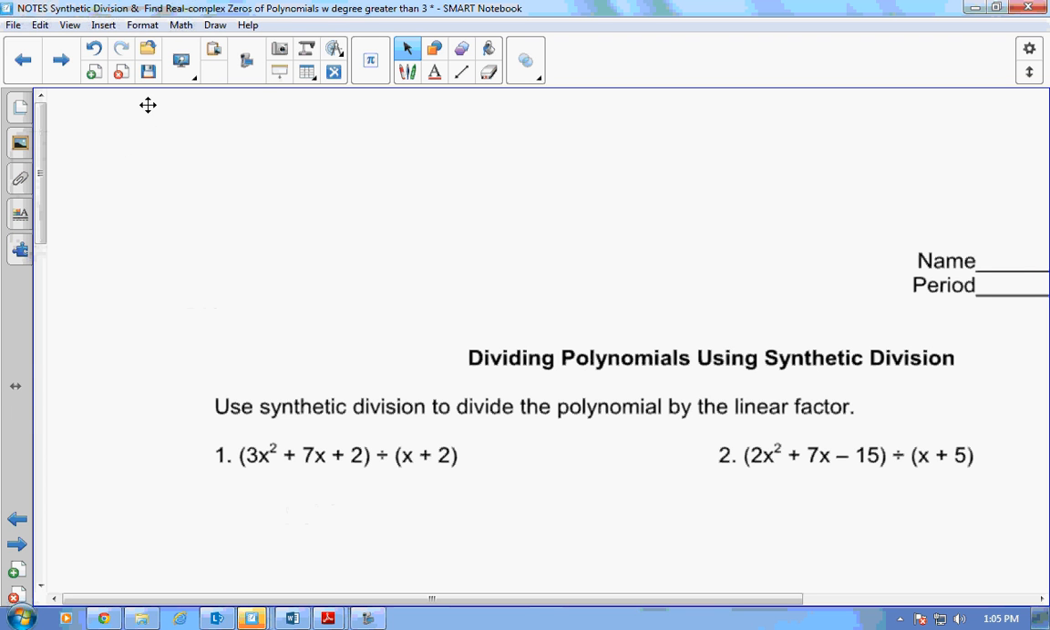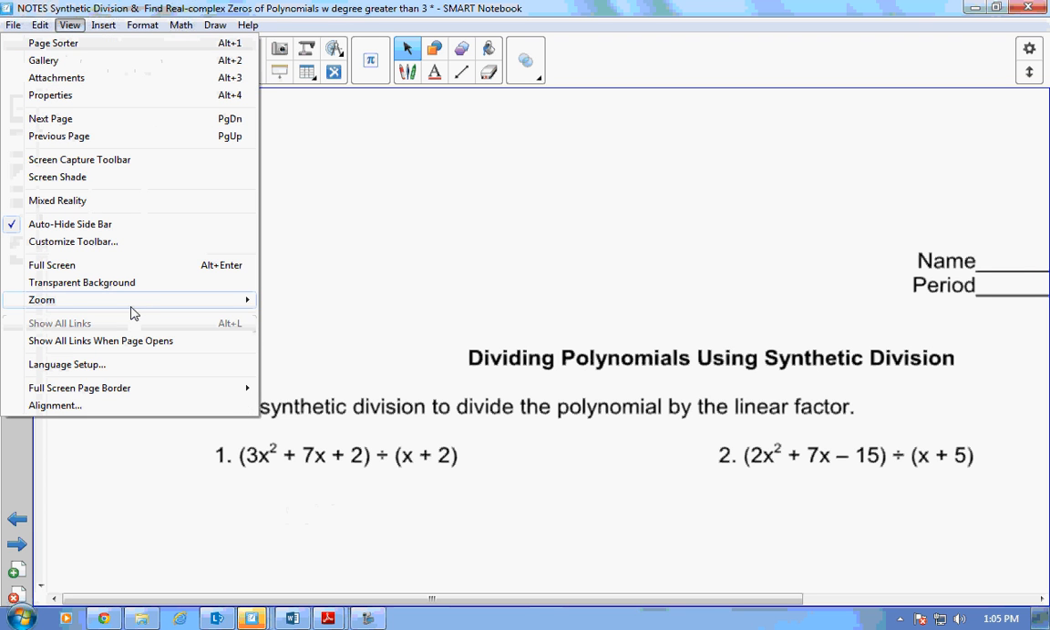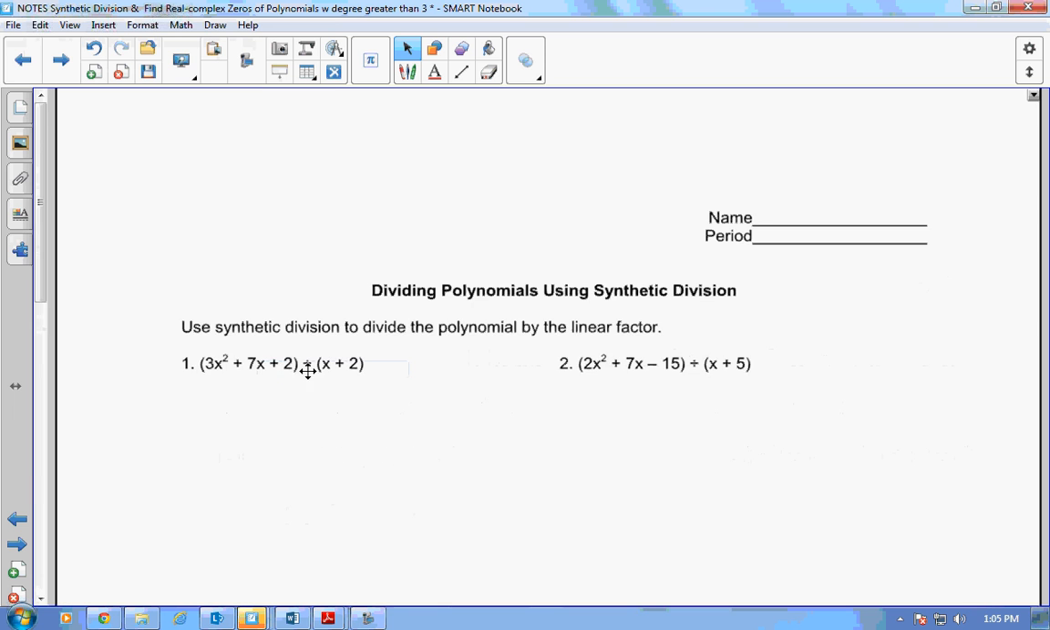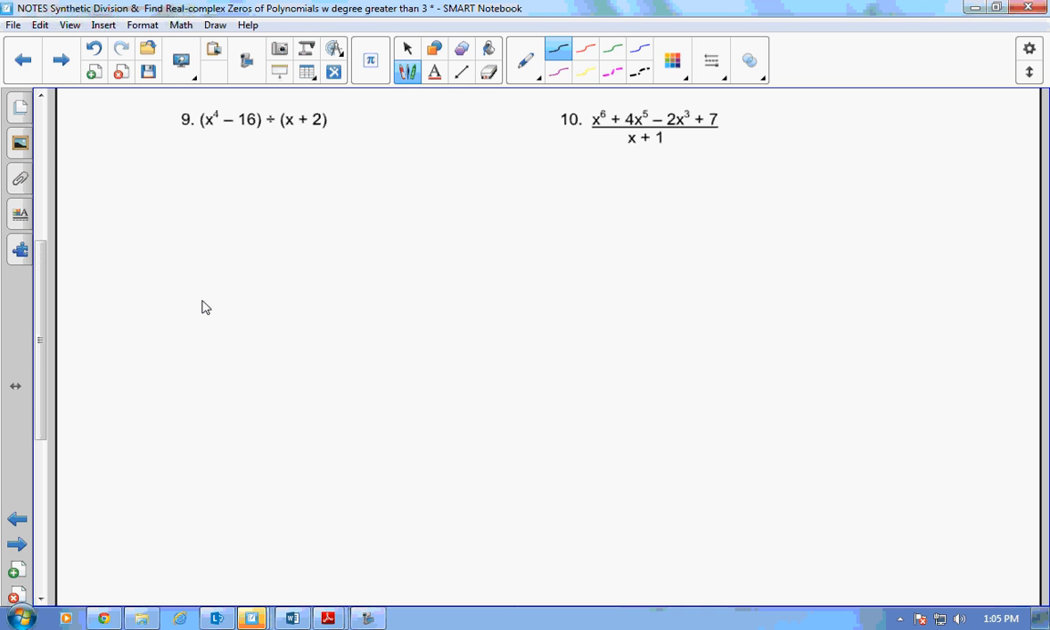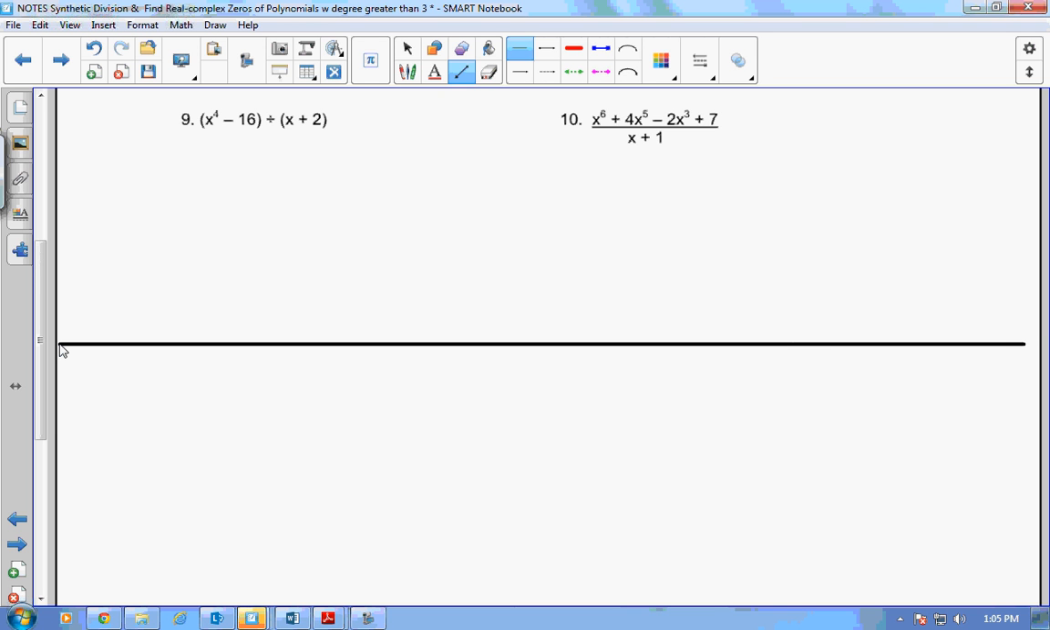On your synthetic division worksheet, flip it over to the back page, and there's some room at the bottom. Here's my back page. That's number 10. Look at all that space on the bottom. We're going to first divide that space with a line. We're going to do some practice.